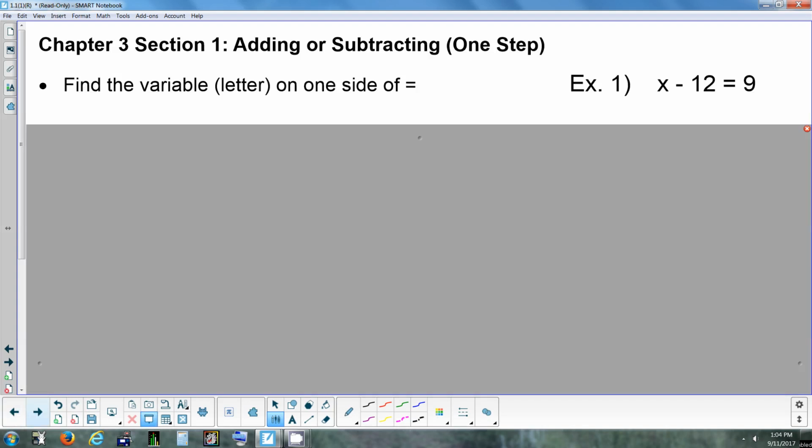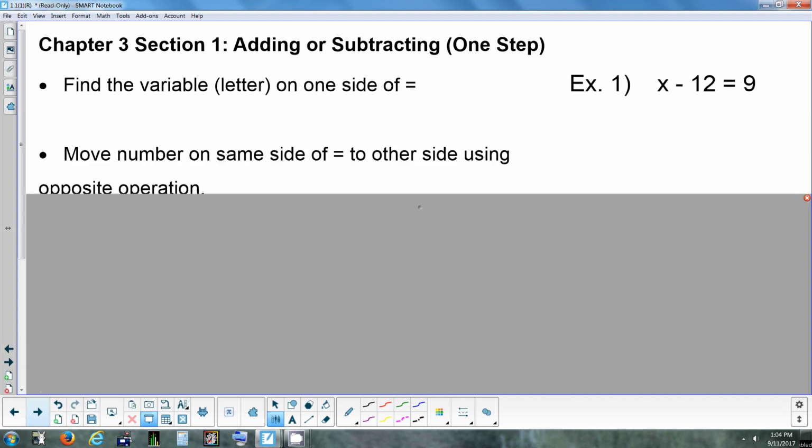Say, I think I heard you say it. Yeah, yeah. Okay. So there's our variable. So this is what you want to get by itself.